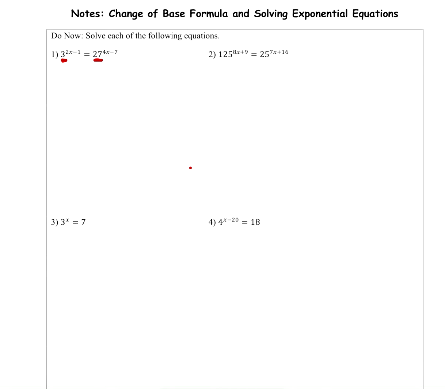So this would be 3 stays to the 2x minus 1. And then 27 I can write as 3 to the third, to the 4x minus 7. And now I can continue to simplify this. Looking at the right side, power to a power, I multiply. So the left side stays the same, and the right side would now be 3 to the 12x minus 21.